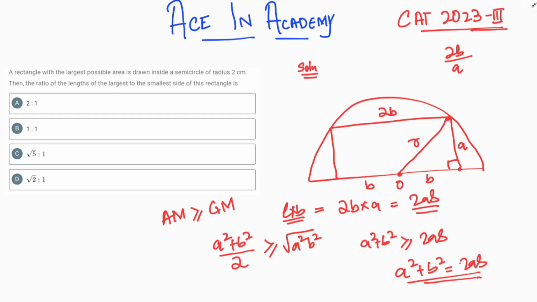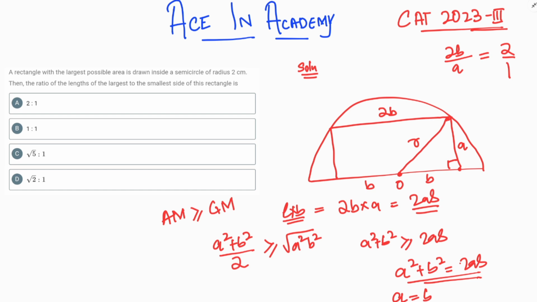So the maximum value of 2ab is equal to the value of a square plus b square. Now the only possible way of having a square plus b square equal to 2ab is when a is equal to b. So we can easily say that a is equal to b. So the ratio is equal to 2 by 1. Now you have to remember such things to solve such questions, because you would not be able to solve this question by any other way.